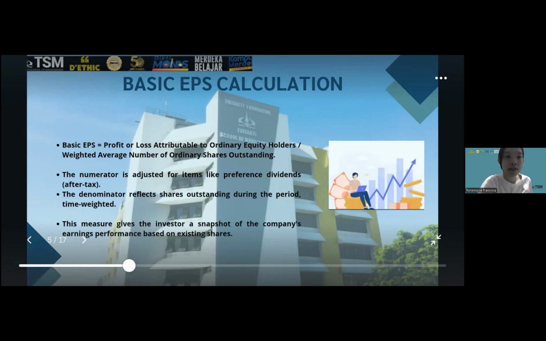Next, it is about basic EPS. Basic EPS is calculated using profit available for ordinary shareholders divided by the weighted average number of ordinary shares during the period. We first adjust profit by taking away dividends that must be paid to preference shareholders. The average number of shares reflects how shares change during the year, giving a fair result. Basic EPS shows how much profit its shares earn without considering future share changes.